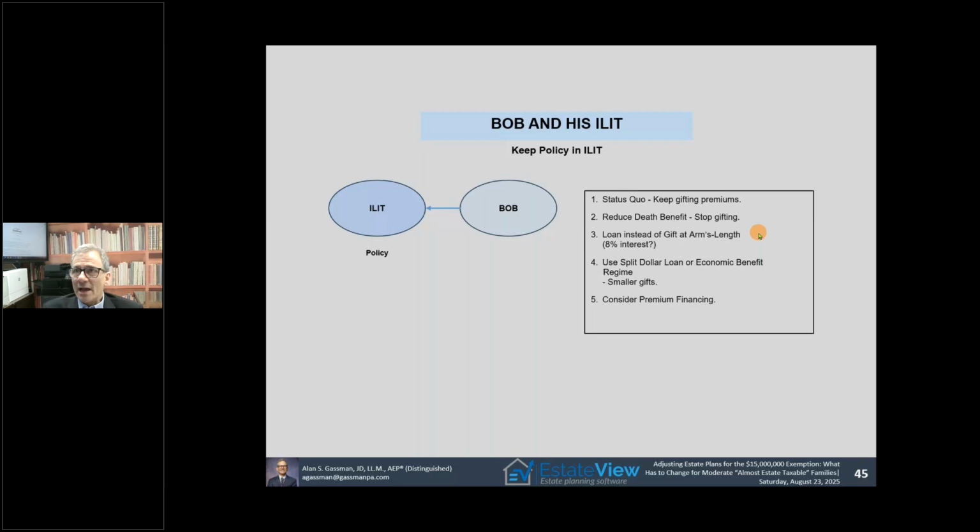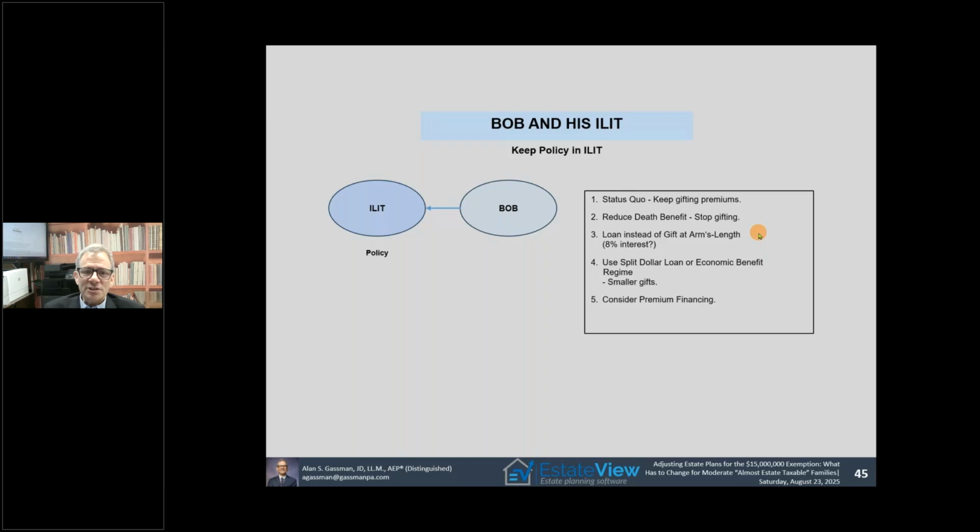Okay, now, what can we do between Bob and his ILIT? And remember that a preposition is anything that a squirrel can do to a tree. That's what my third grade teacher taught me. You can go up the tree, down the tree, across the tree, over the tree, under the tree. Those are all prepositions.